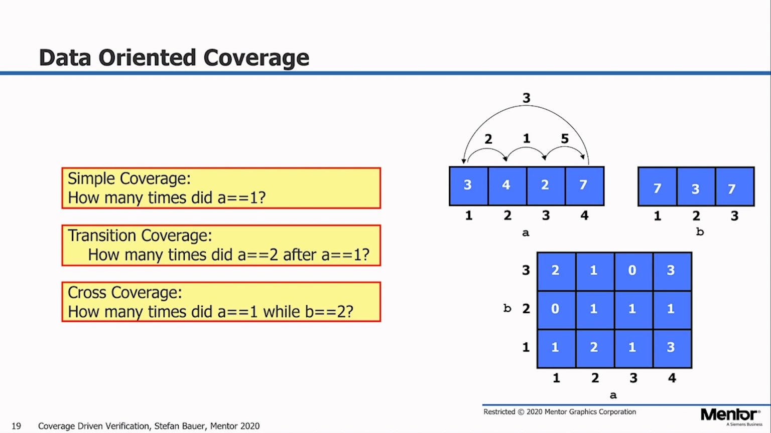If you only cover A and B without crossing these two, you might say that A and B are fully covered, and you do not have any coverage hole. But if you collect cross coverage, you will find out that you did not cover the combination A is equal to 1 and B is equal to 2.